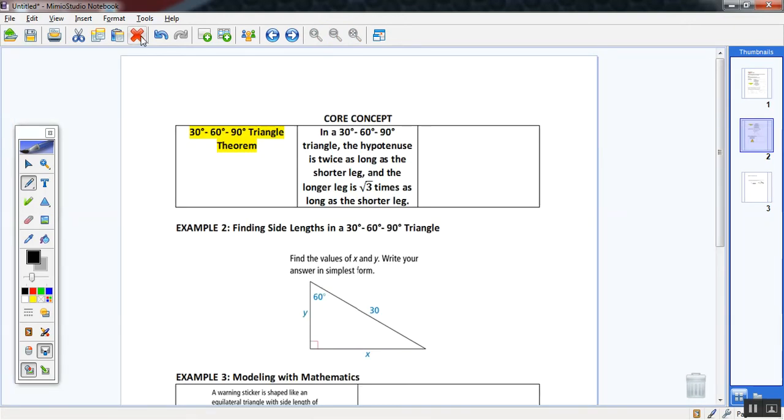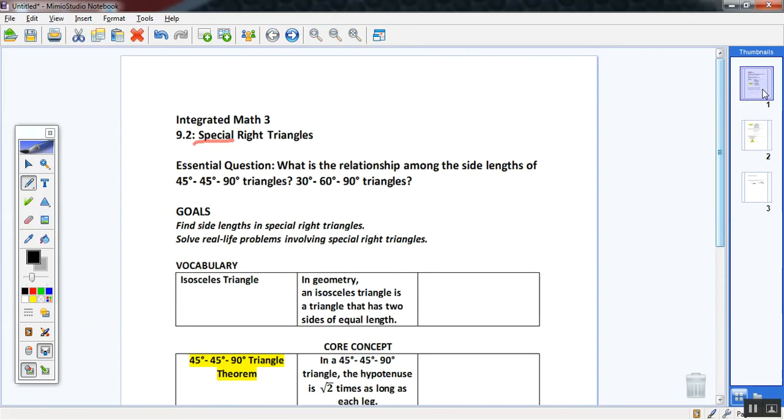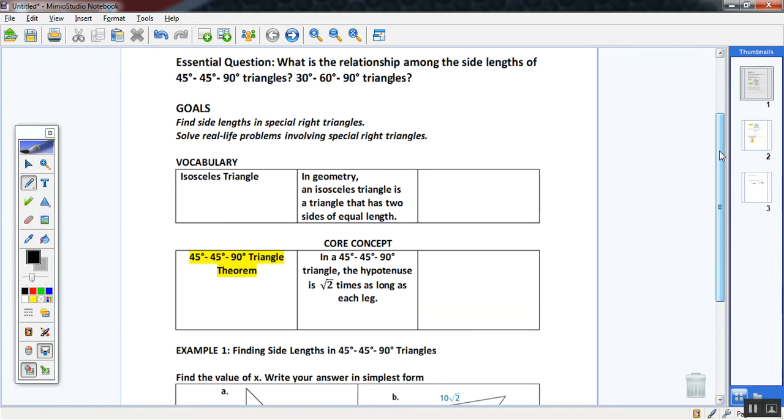The essential question today, again, is this. It says, what's the relationship among the sides of a 45, 45, 90 triangle and also a 30, 60, 90 right triangle? All right? Jobs to do today. Somebody want to read my first goal for me? Find side lengths in special right triangles. Okay, and the special right triangles we've kind of already identified. One's half of a square and one's half of an equilateral triangle. Okay? Then we're also going to look at some real-life problems involving special right triangles.